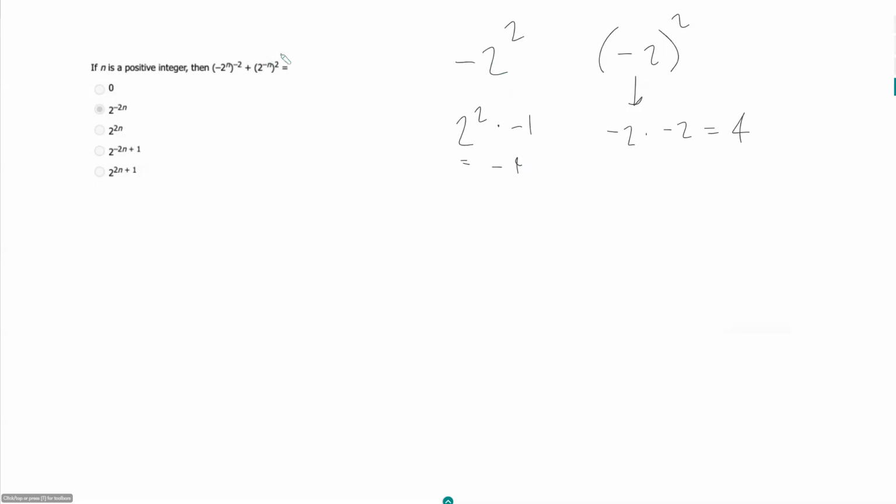So keep that in mind when we are simplifying this guy here. So the rule is, we're raising an exponent to an exponent. So in this case, I have (-2)^n raised to the -2, so that means we multiply our exponents. So now I should have (-2) raised to the -2n plus 2 raised to the -2n.